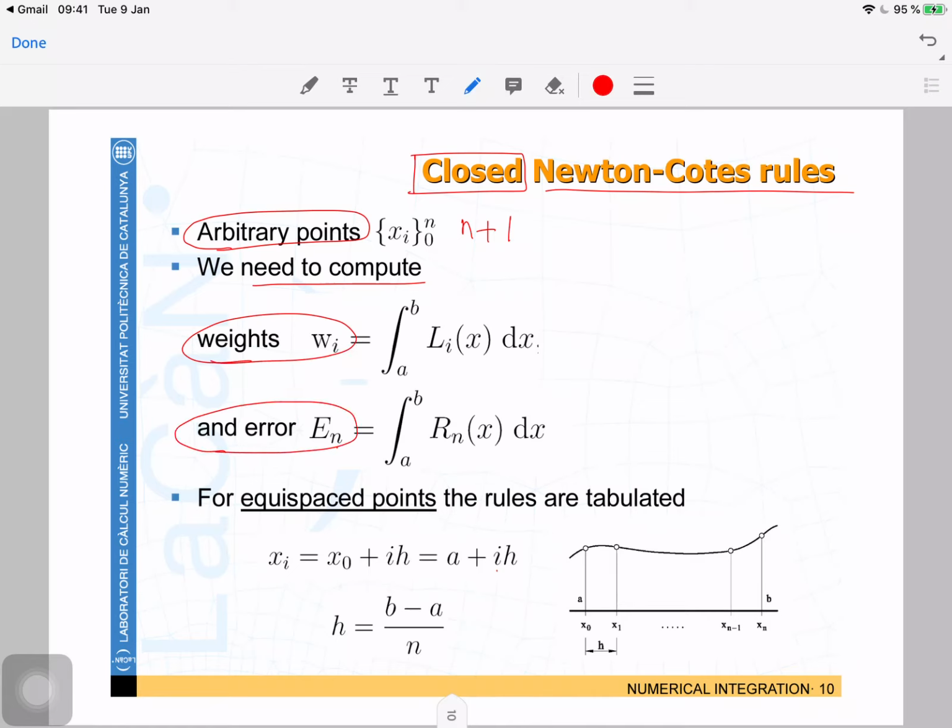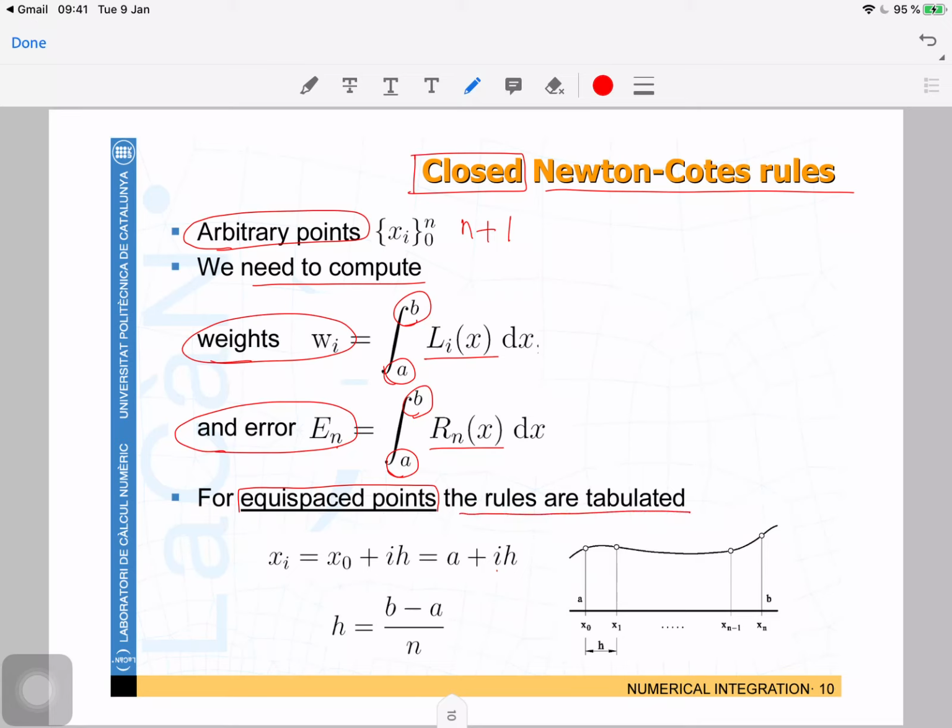The weights are computed by the integration from a to b of Lagrange polynomials, and the error is the integration between a and b of the Lagrange remainder. Okay, so for simplicity we use equi-space points, and using these points the rules are tabulated.